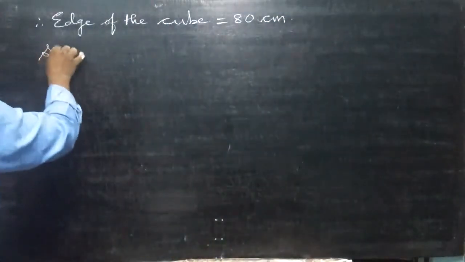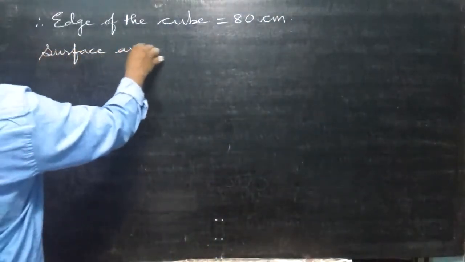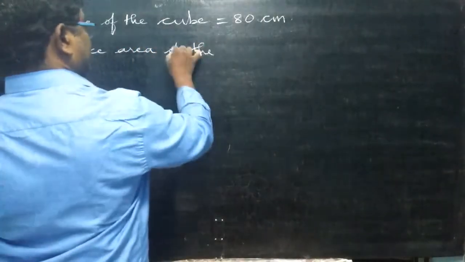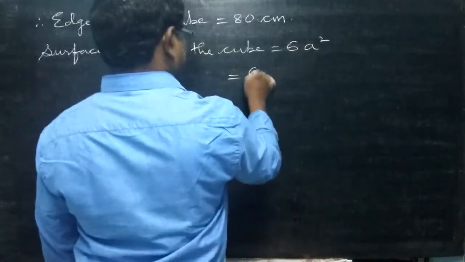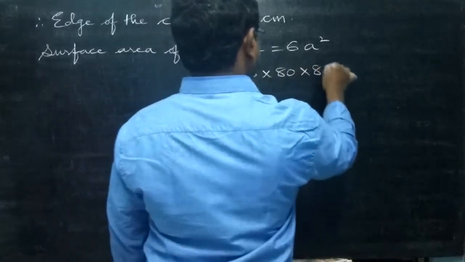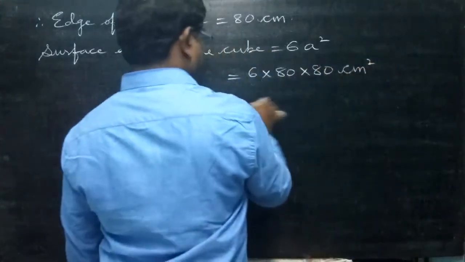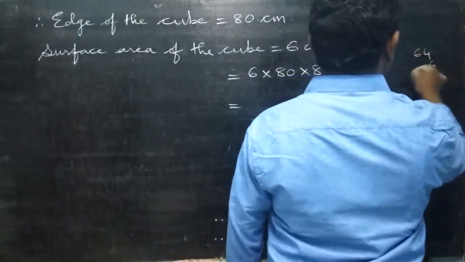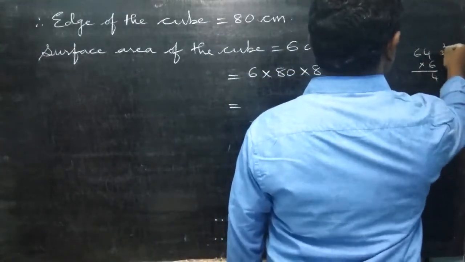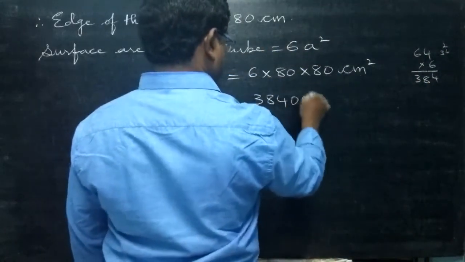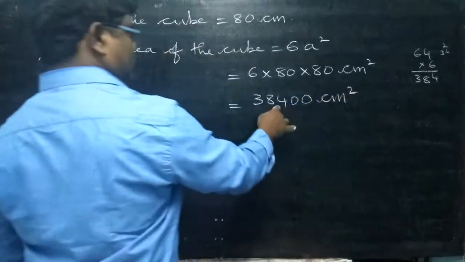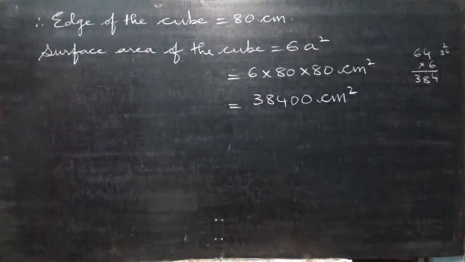They are asking to find the surface area. Surface area of the cube. What is the formula? 6a square. 6 into 80 into 80 centimeter square. 8 8s are 64, 64 6s are 24, 2 36, 384 you write, 2 more zeros. Centimeter square. So 38,400. Therefore, the surface area of the cube is equal to 38,400 centimeter square. Write that down.